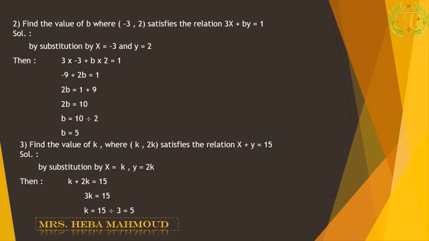Now we have an equation in one variable which is b. We wanted to find the value of b. So 2b equals 1 plus 9, so 2b equals 10, so b equals 10 divided by 2, which is 5. Example 3. Find the value of k where (k, 2k) satisfies the relation x plus y equals 15. Solution: if we substitute the value of x by k and the value of y by 2k, we get the relation k plus 2k equals 15. 1k plus 2k, which is 3k, equals 15. So k equals 15 divided by 3, which is 5.